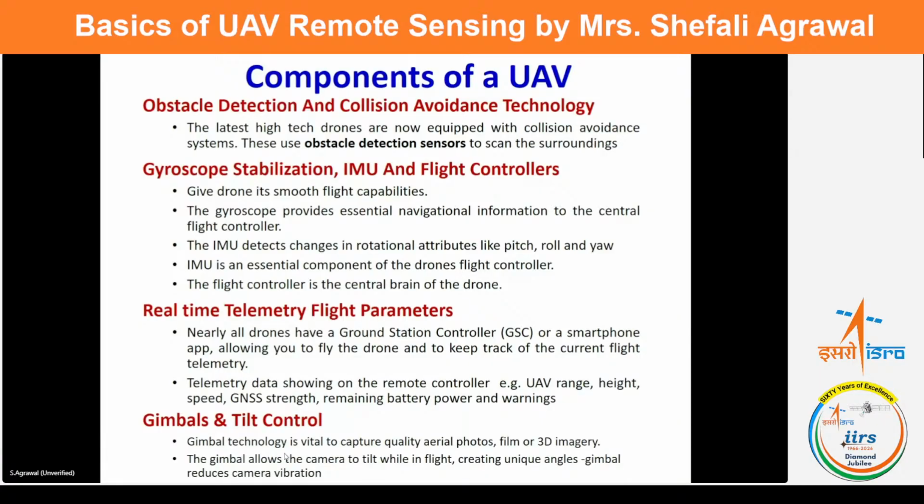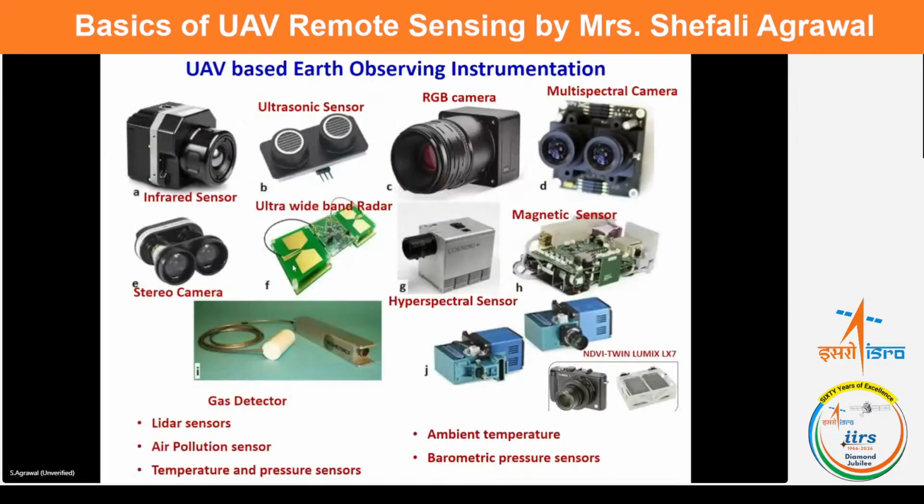Then there is the ground control station, as we talked about, and the gimbal, which is very vital in remote sensing. It allows the camera to be fixed at a point and collect data, so that the data collected does not have a blur effect due to the motion of the drone, right?